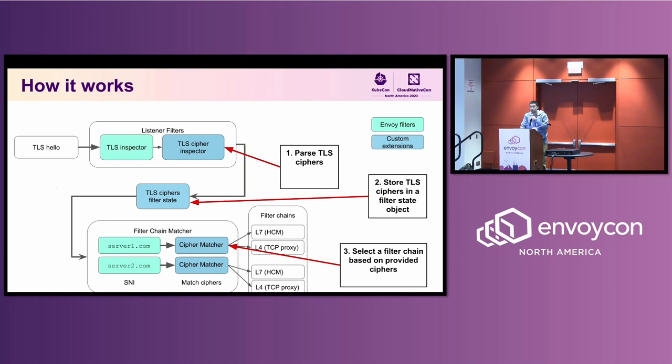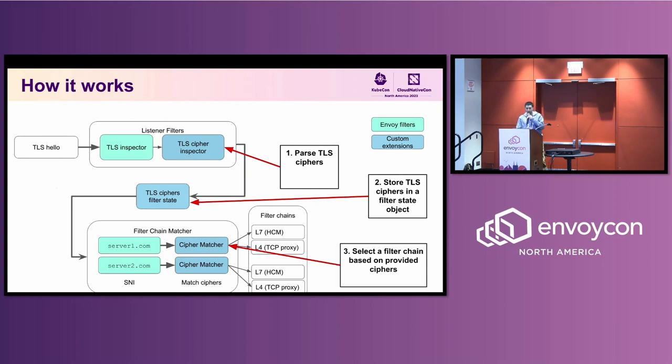So how does this work in Envoy itself? It's not as simple as just enabling the filter chain matcher to perform this operation. We had to do a couple earlier steps in order to make this work. The key limitation was the fact that the TLS ciphers were not explicitly provided to the filter chain matcher for us to be able to make this decision. So we had to write a couple of custom extensions and filters to make this work.